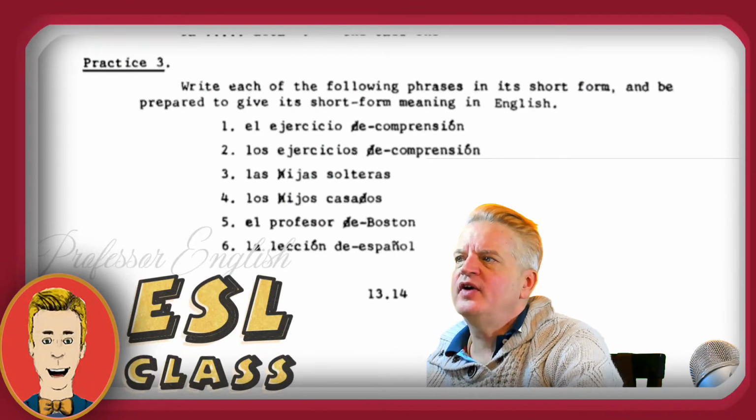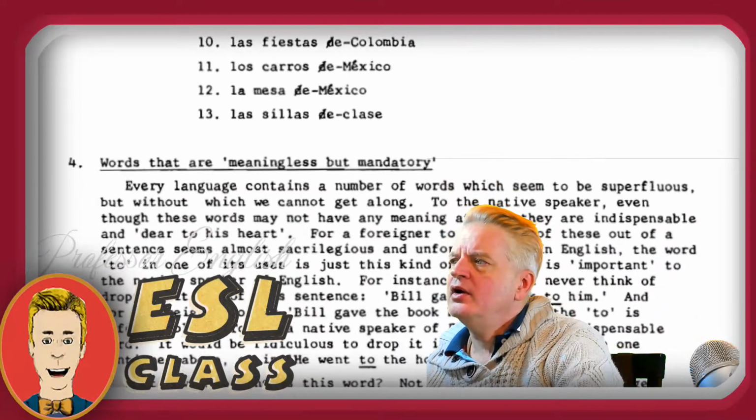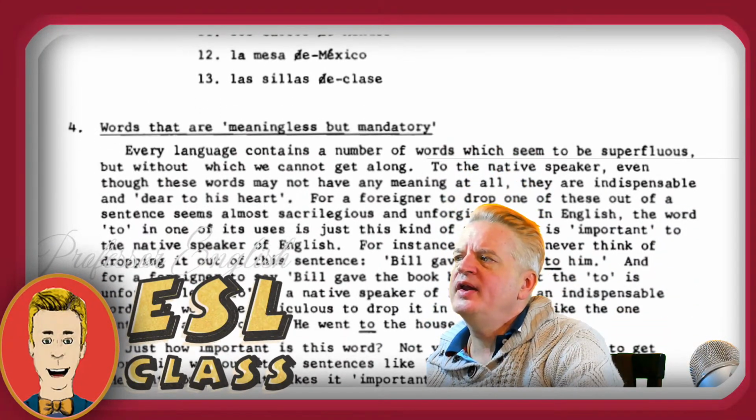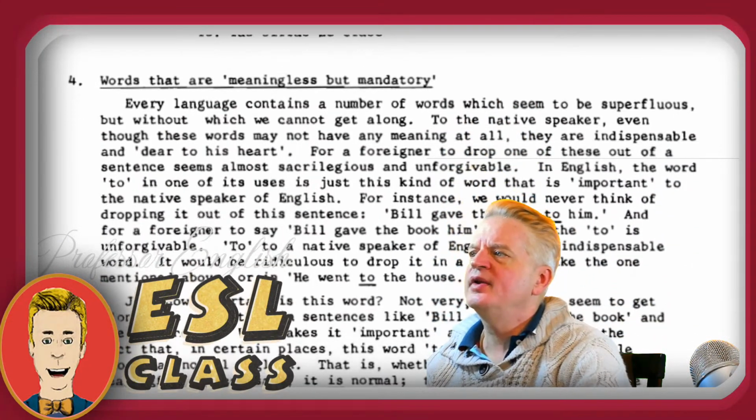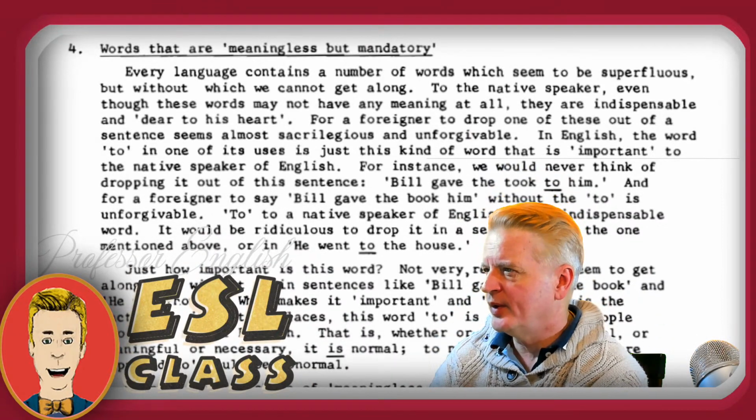Practice, write the following phrases in the short form. Okay, I think, are we at 4? What are words that are meaningless but mandatory? Okay, I think this is where we are.